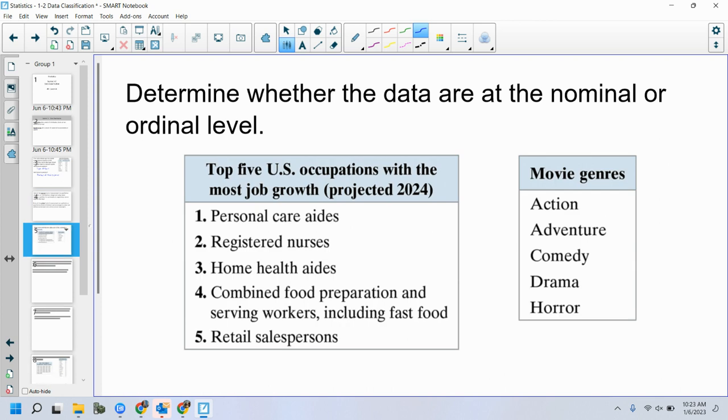But take, for example, here, determine whether the data are nominal or ordinal. Nominal or ordinal. So I have 2 tables here. The first one that you see on the left side, top 5 U.S. occupations with the most job growth projected in 2024. Personal care aides, registered nurses, home health aides, combined food preparation and serving workers, including fast food, retail salespersons. Okay. Is that ordinal or nominal? Ordinal. Top 5. Did I rank them? Yes, I put them in order, right? So that's an ordinal level, right? This is an ordinal level.